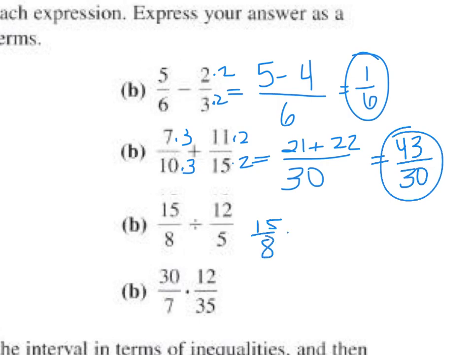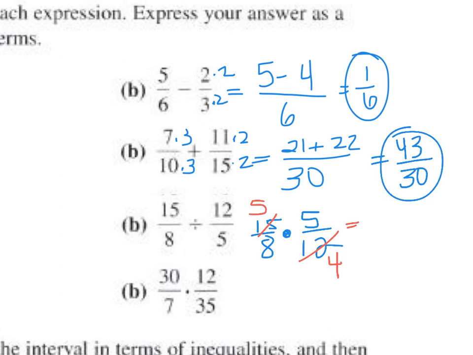15 over 8 times, and when I flip, I get 5 over 12. See if you can cross cancel. Are there any numbers that go into both 5 and 8? No. What about 15 and 12? 3? Okay, 3 goes into 12, 4. 3 goes into 15, 5.